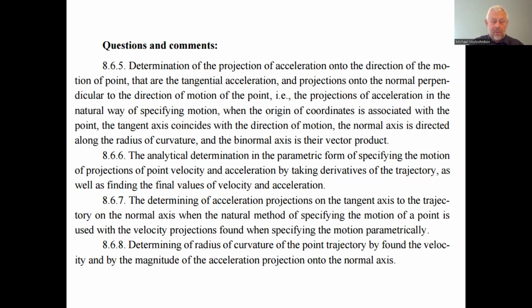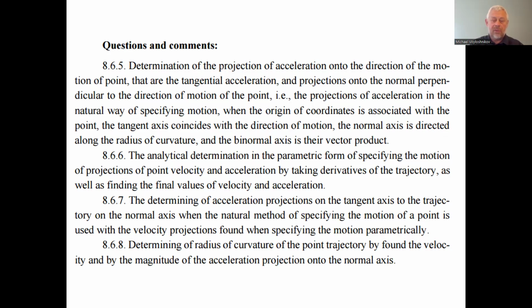So, to determine the projection of acceleration onto the direction of the motion of the point, as I told a little bit before, we can use, to find the tangential acceleration, the projection of the acceleration onto the tangential axis. We can have the scalar product of the acceleration assigned in the coordinate form onto the velocity assigned in the coordinate form for the fixed coordinate system.